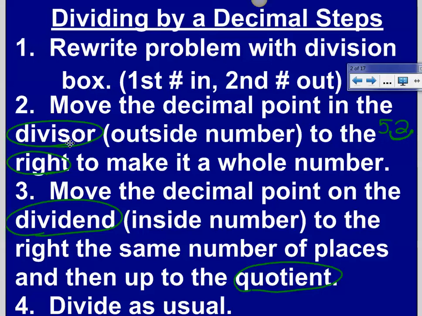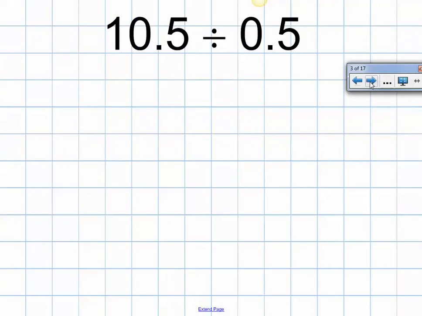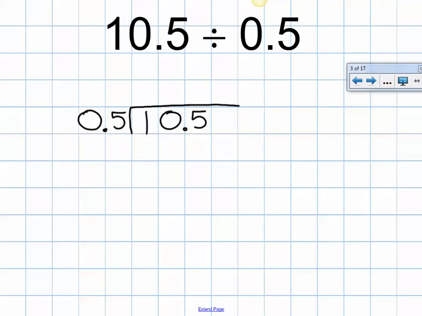Step number 4 says divide as usual. Okay, so this is a little bit more complicated than what we did before. So let's start doing some practice up here at the top. So we have our problem 10.5, 10 and 5/10 divided by 0.5 or 5/10. So what we need to do is rewrite this with a division box. So let's write 10.5 on the inside because that's our dividend and our dividend goes in. Our second number is our divisor and that goes outside the house. So let's put 0.5 outside the house. So we completed step 1, we rewrote the problem.